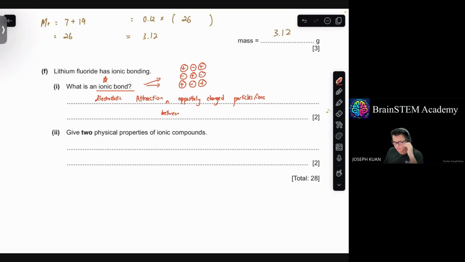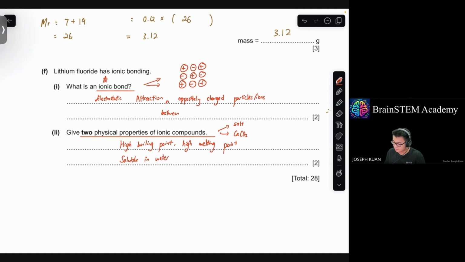All right. 2. Give 2 physical properties of ionic compounds. That's pretty straightforward. Ionic compounds, for example, your salt, and then your eggshells, which contain calcium carbonate. What are the physical properties of these ionic compounds? For example, they have very high boiling point and melting point. That's why you find them mostly as solid at room temperature and pressure. And apart from that, they are also mostly soluble in water. Right, salt is soluble in water.